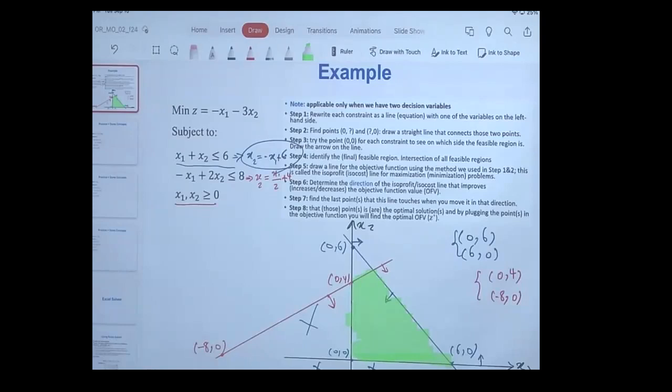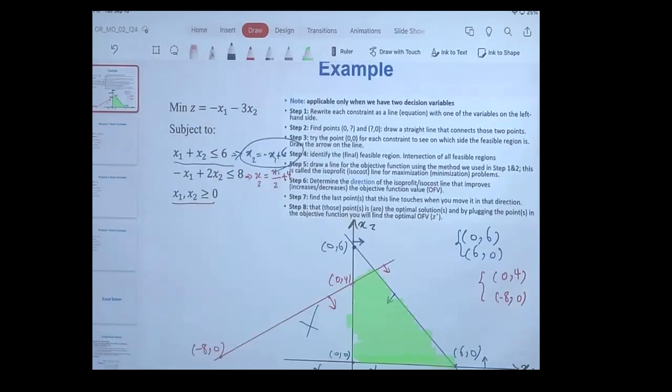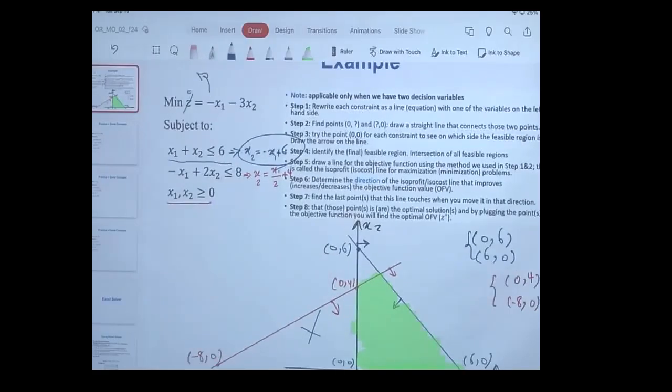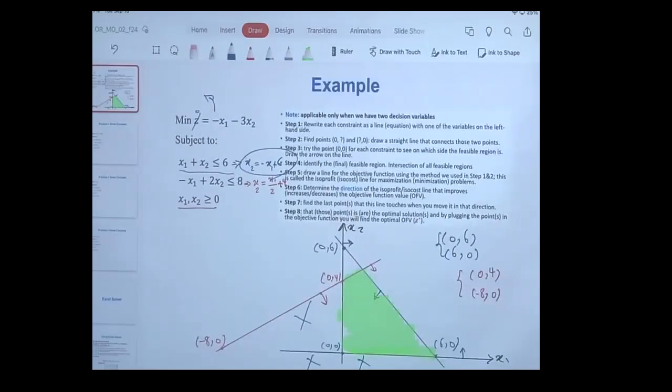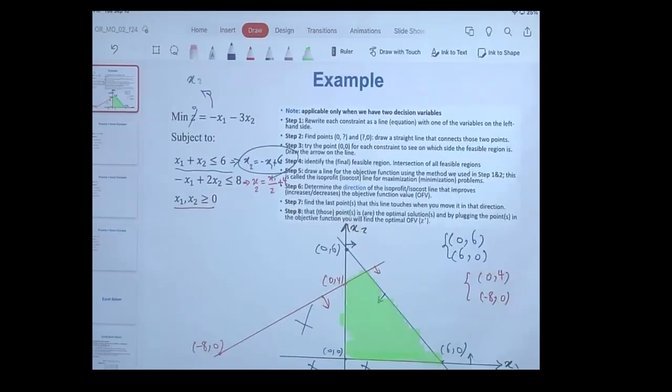Okay, next step, draw a line for the objective function. Now the objective function, if I do the same thing here, replace z with 0, move x2 to the left side, then you're going to have x2 equals minus x1 divided by 3.